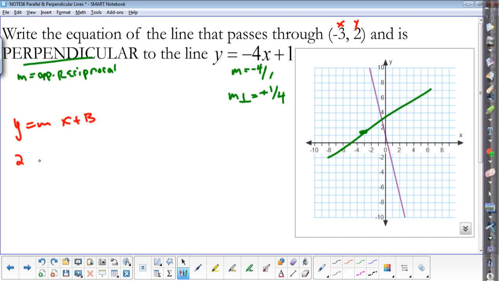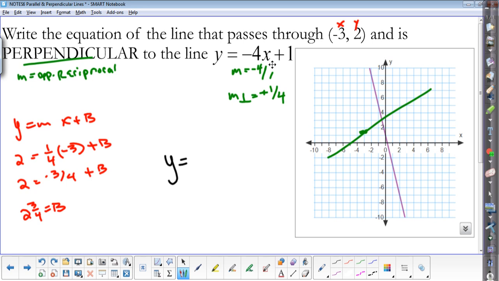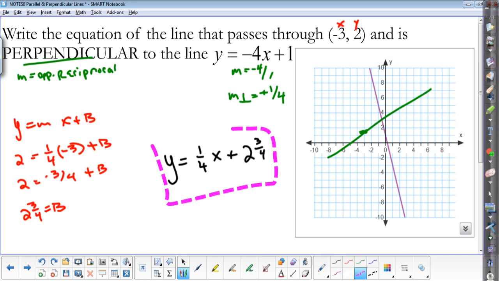My y is 2. My new slope is 1/4, right? Up 1 over 4. My x is negative 3, and I don't know my b. You would get 2 3/4 equals b. So your equation would be y equals, don't use the old slope, use the new slope, 1/4 x plus 2.75, or 2 3/4 or 11/4, however you want to write it. That y-intercept can be written several different ways.